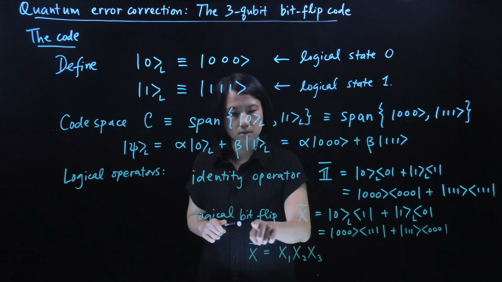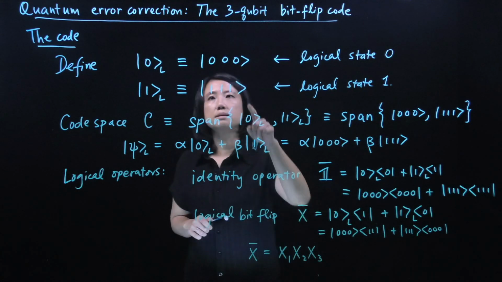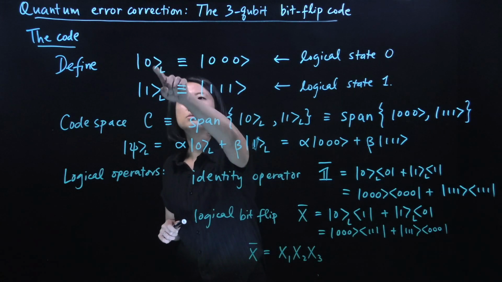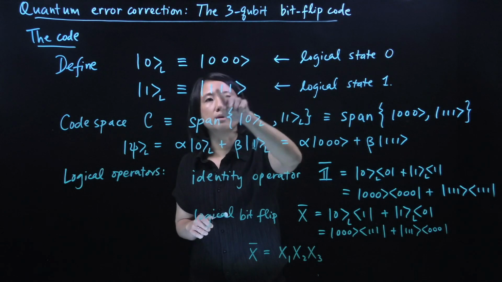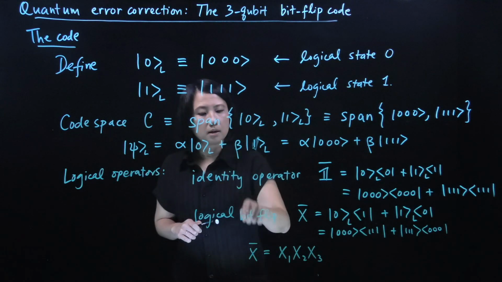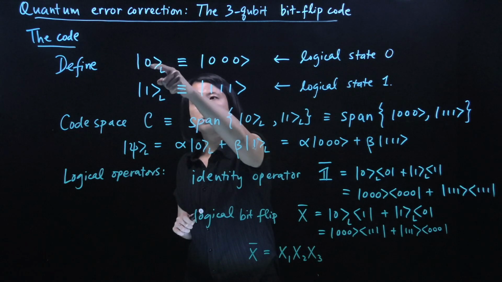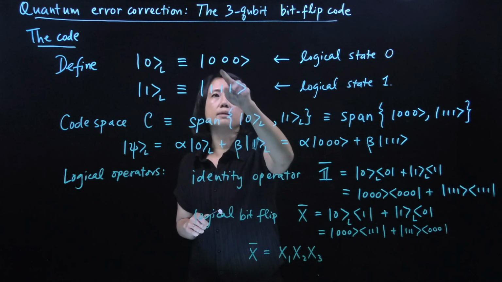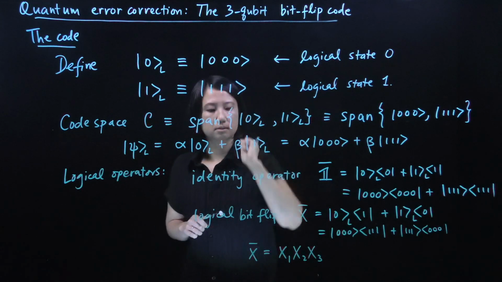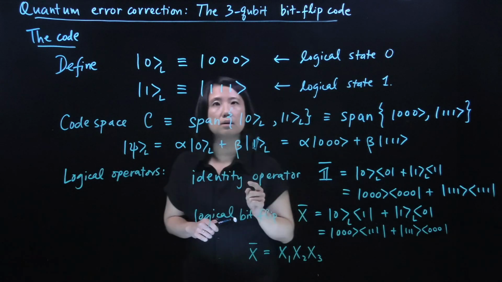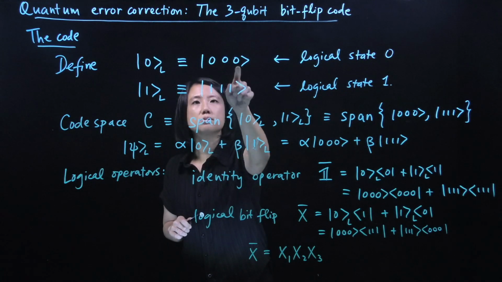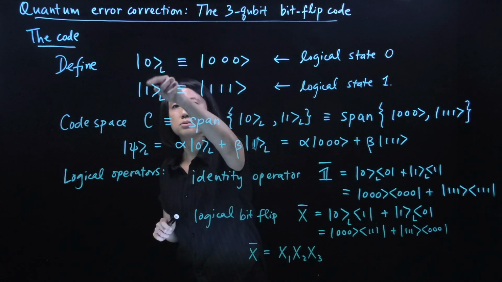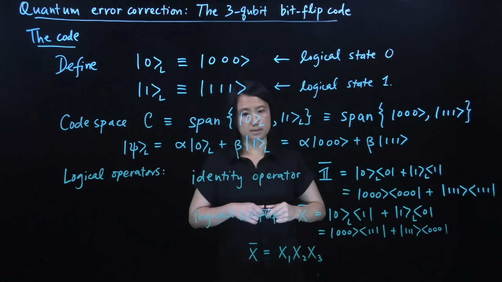Why does this do a logical bit flip? My states are really spanned by 0L and 1L, which are the 0, 0, 0, and 1, 1, 1, right? Okay, the logical bit flip flips 0 to 1 and 1 to 0. So if I want to look at these three states, I want to flip it to 1, I just apply X, X, X. Okay, so that's the X1, X2, X3 operator. It flips 0, 0, 0 into 1, 1, 1, and hence flips 0 to 1 as the logical states, right?